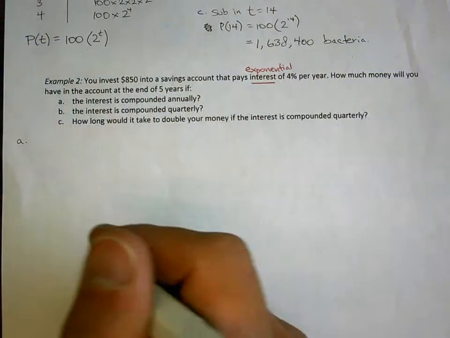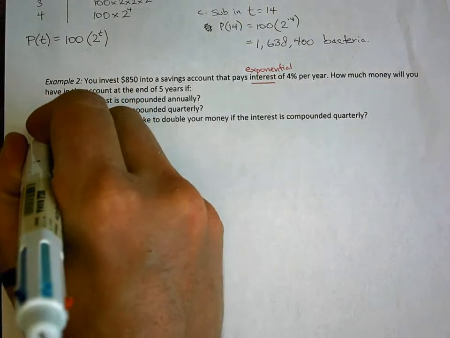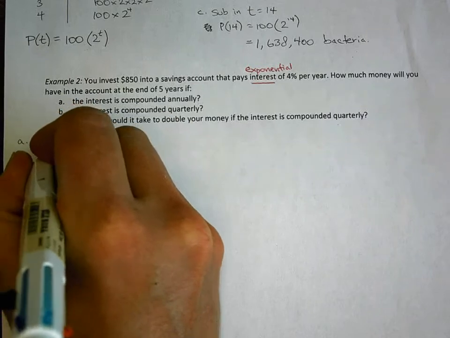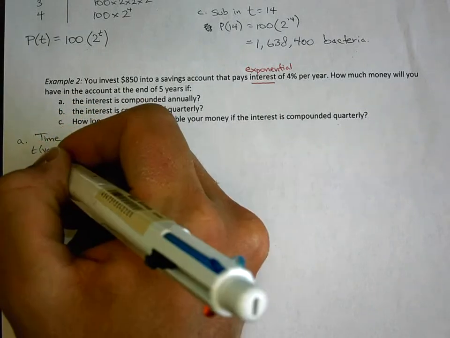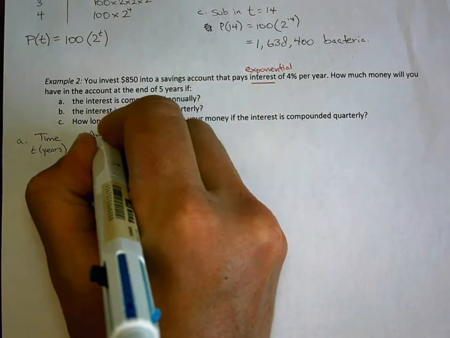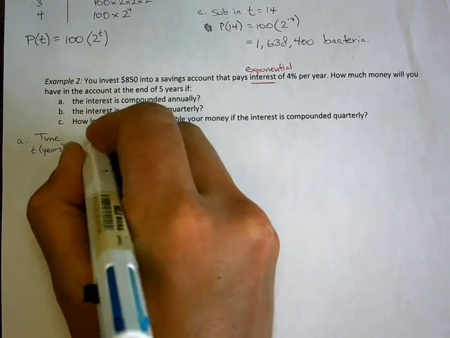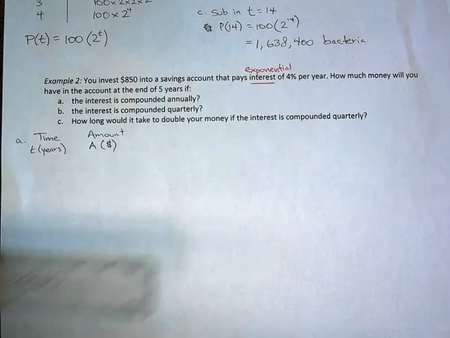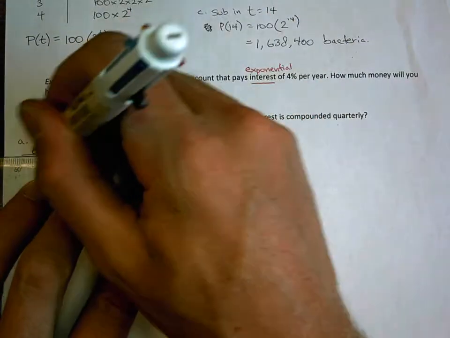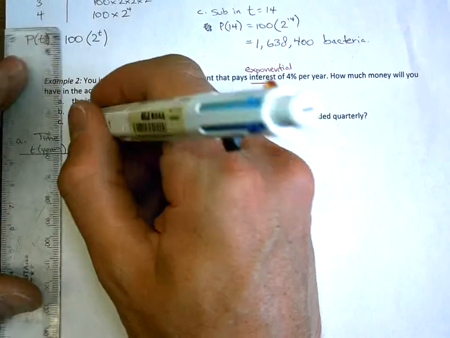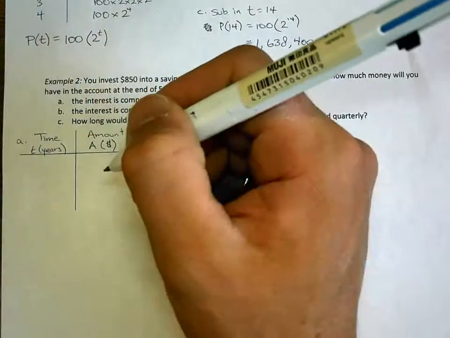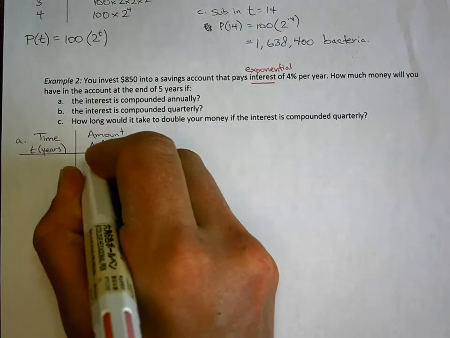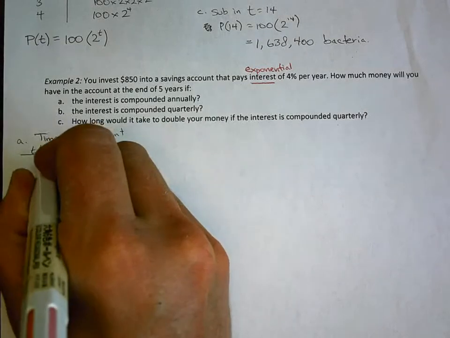Let me try to understand this question using a table. So I'm going to make my chart. I have time in years, and I have the amount of money I get. I'm going to call that A and measure it in dollars. So we start off with $850. That's my amount at the beginning. That's A times 0.